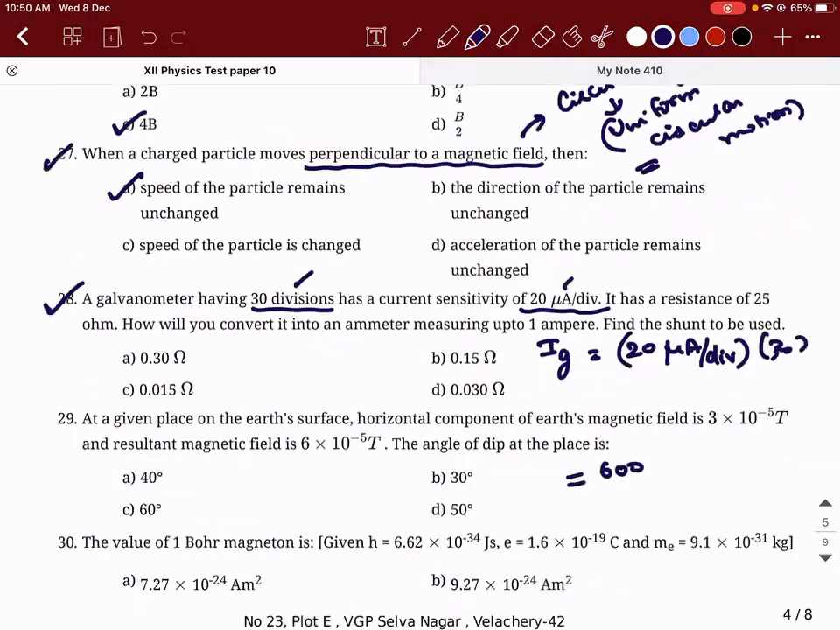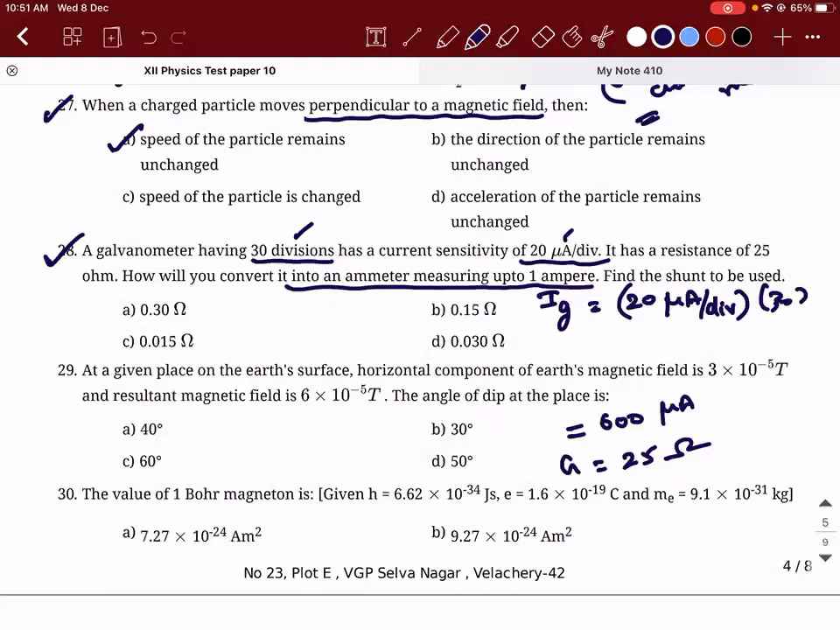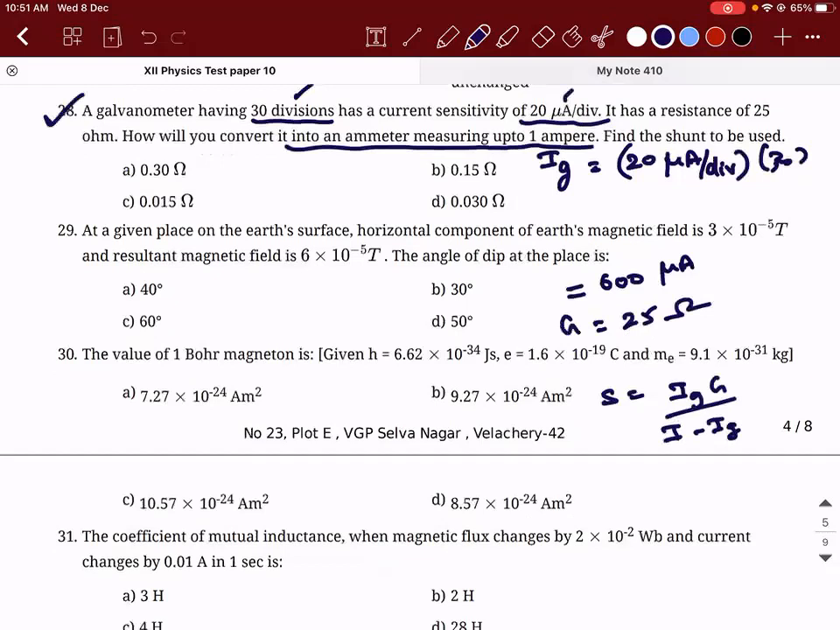It has a resistance. 600 microampere, right, sir? Oh, sorry, microampere. Yeah. It has a resistance of 25 ohm. How will you convert it into an ammeter up to 1 ampere range? So what are we supposed to do? You need to connect a shunt resistance. And what is the formula for shunt resistance? S is equal to Ig into capital G divided by I minus Ig. So Ig is how much?